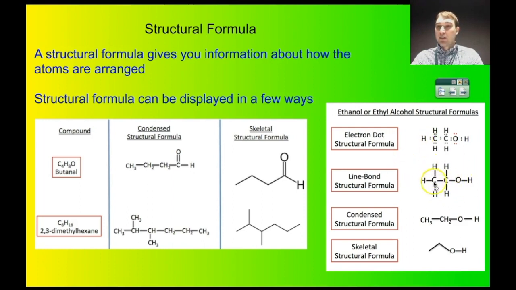Then we have the line bonds. So each line here is a covalent bond. So you're seeing every single bond between every single atom. Then, like I said, we have the condensed, where we're condensing down the hydrogens with the carbons. And then the skeletal here.